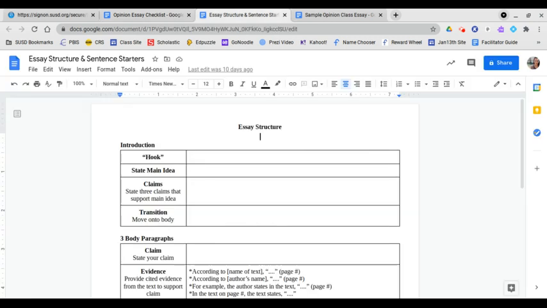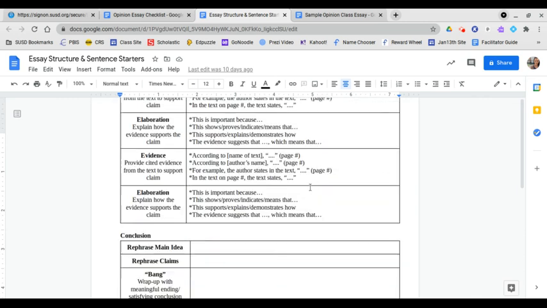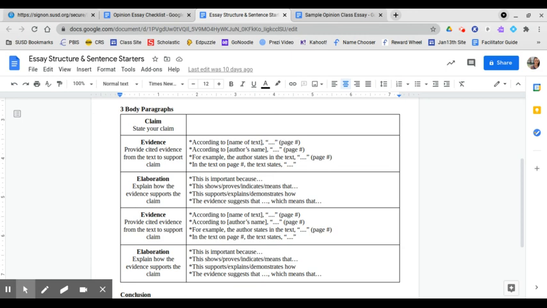Looking more specifically at that essay structure, specifically in those body paragraphs, because I think this is where most friends need to do some more work. When we're doing those evidence pieces in our body paragraphs, remember we need to include our transitional words or phrases. Remember, that's a big part of the grading rubric. And those are things that we've discussed before. According to, and then the name of the text, according to the author's name. For example, the author states in the text on page blah, blah, blah, the text states.